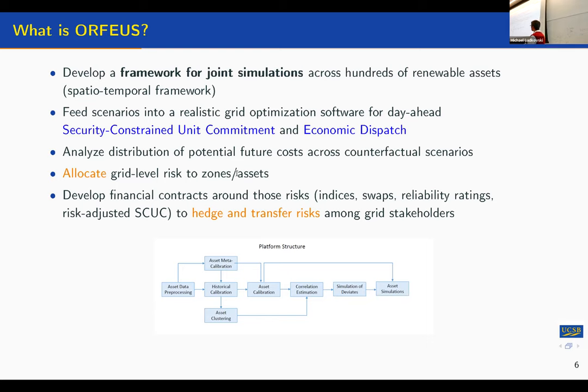The idea is that by doing risk quantification, you can then either hedge or at least transfer risks among the different grid stakeholders. Right now, often what happens is that the extra cost from having to carry lots of reserves to cover forecast errors is passed on fully to the consumers. The people who are actually paying now are the consumers of power. The generators are not paying for this.